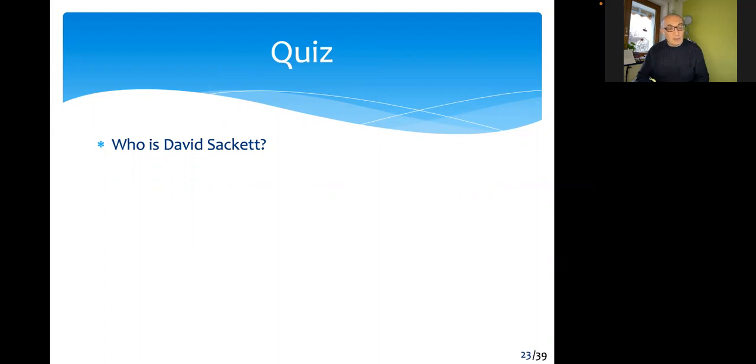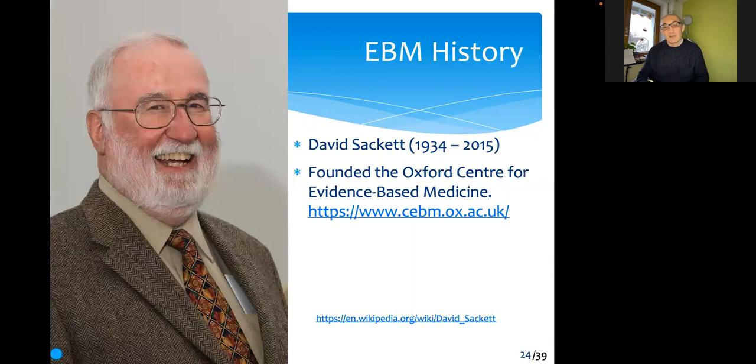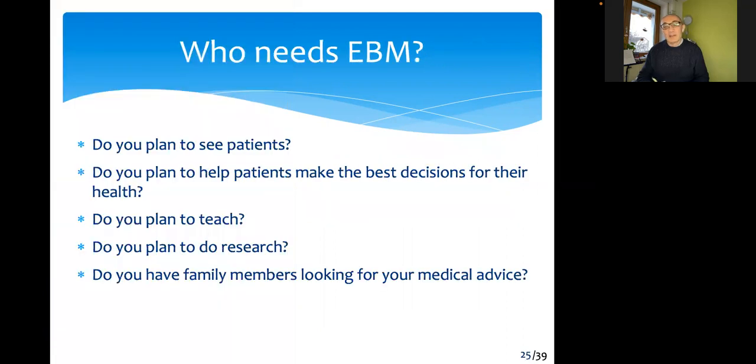Yes, near the end of the history of evidence-based medicine, I must remember, of course, David Sackett. Who is this guy, this handsome man? He is regarded as the father of evidence-based medicine. He founded the Oxford Center for Evidence-Based Medicine, and he passed away in 2015. I think it is important to know these short, small historical pieces of information.